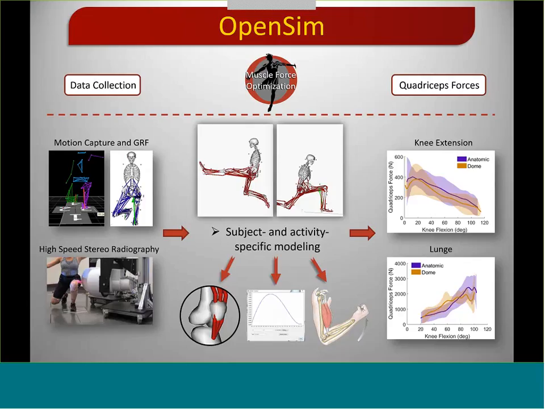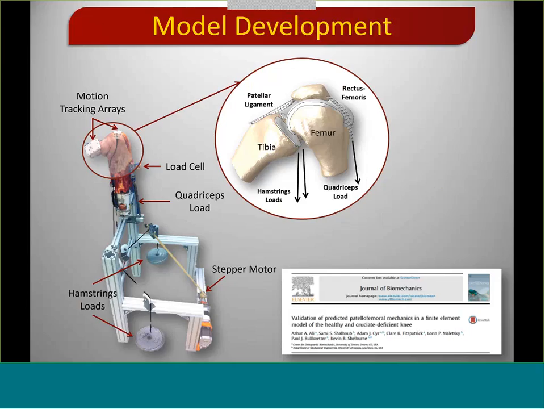We have used in vitro cadaveric work to support the development of the finite element representations for the bone and soft tissue. For this study, we used prior in vitro experiments and modeling of a deep knee bend to support our representation of the quadriceps mechanism.